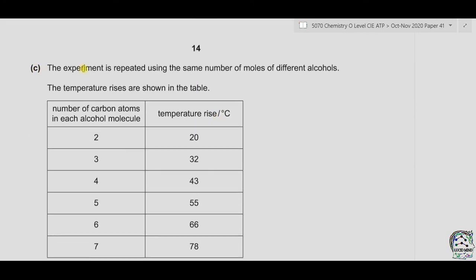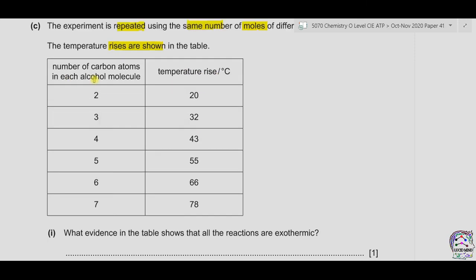Moving towards part C, the experiment is repeated using the same number of moles of different alcohols. The temperature rises are shown in the table. We can see we have number of carbon atoms in each alcohol molecule. So we have 2 carbon alcohol, 3 carbon alcohol, 4 carbon and so on. And the temperature rise is also given in degrees centigrade. So we have 20 degrees centigrade for 2 carbon alcohol, 32 for 3 carbon and so on.